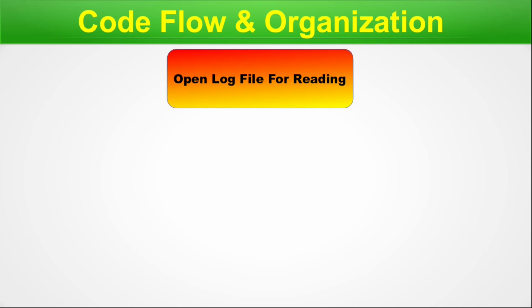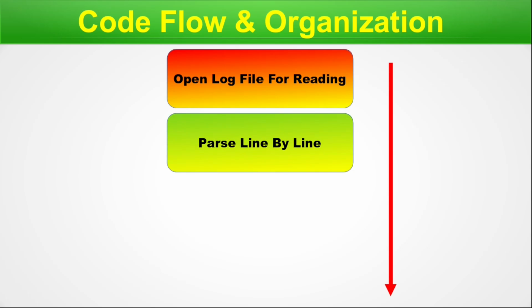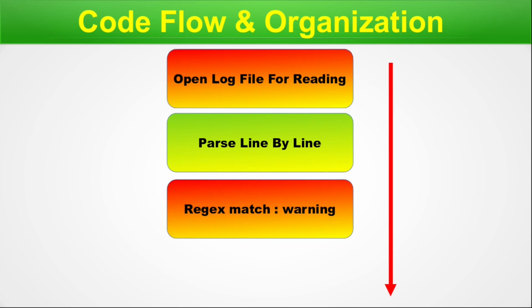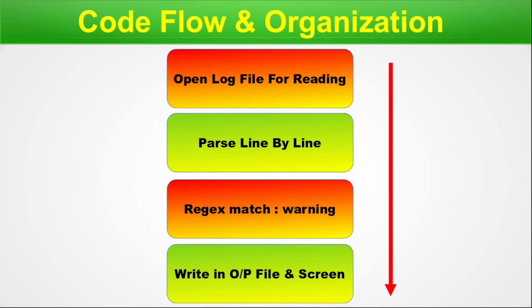Code flow and organization. First, in the code, we will open the log file for reading. Next, we will parse the file line by line. While parsing line by line, we will match the lines with a regular expression, case insensitive, for the keyword warning. Finally, whatever we get in this process, we will output on screen, that is in the terminal, as well as dump the details in another log file, different from the input log file, that is an output log file where we are filtering the warning messages only. This way, our flowchart is working for the code.